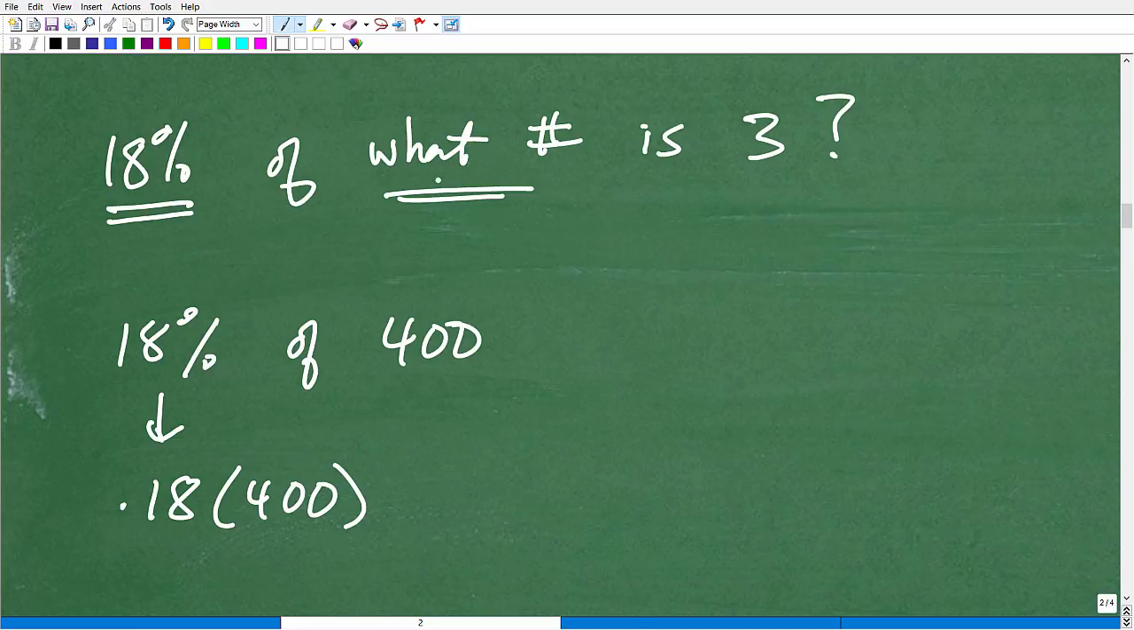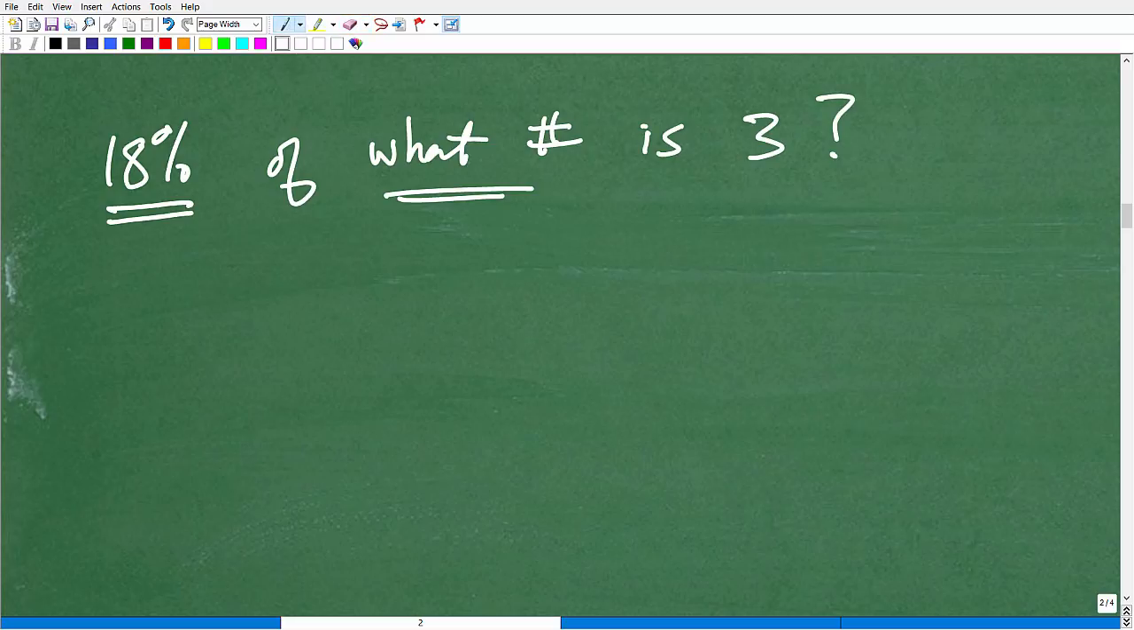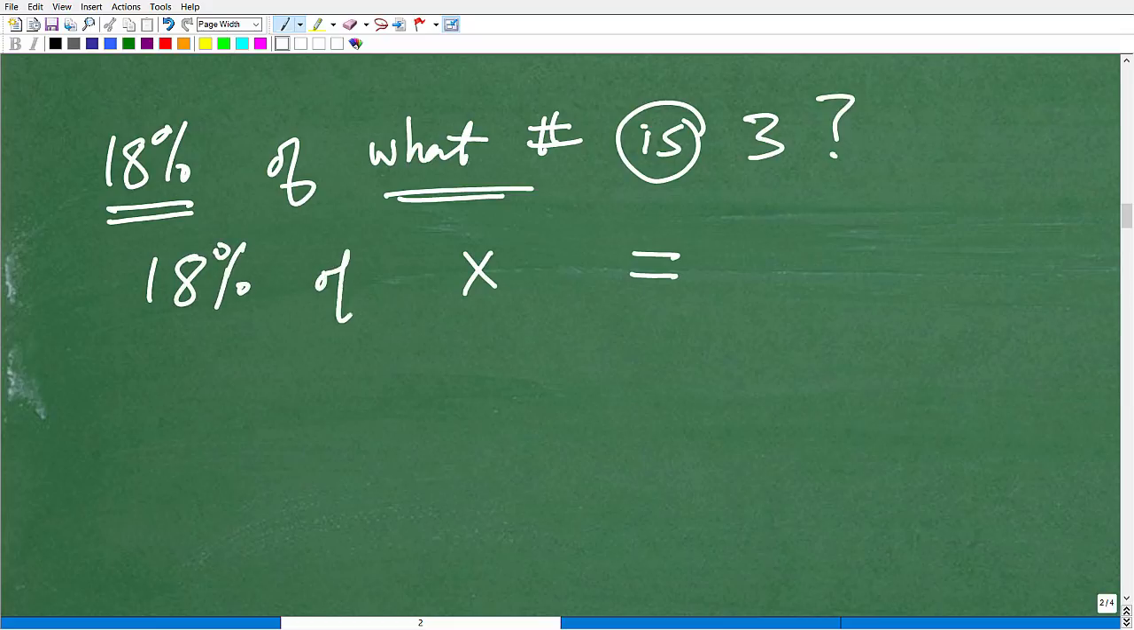But here, my number, I don't know what number that is, okay? So that is going to be my lovely variable. So 18% of what number? Let's say x. So 18% of x is 3. Now, in mathematics, when you see the word "is," that means equal. So really this is saying 18% of x is, or is equal to, 3.